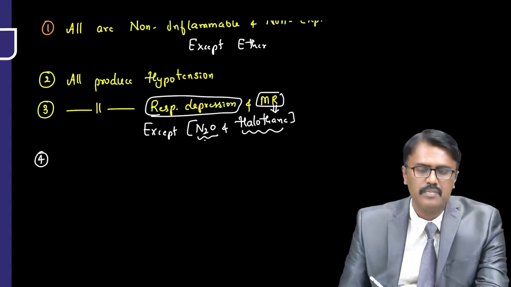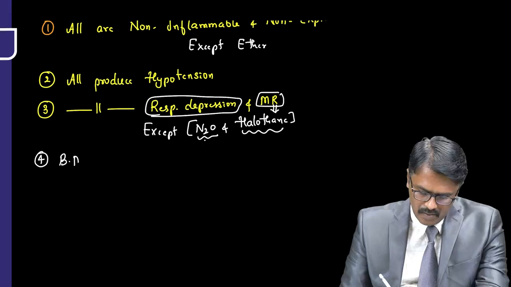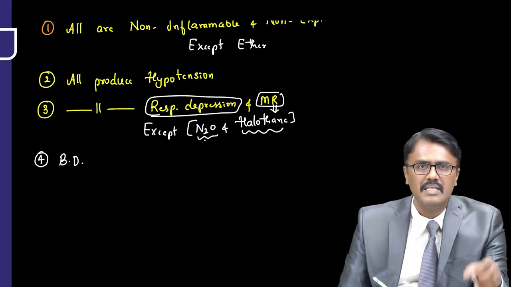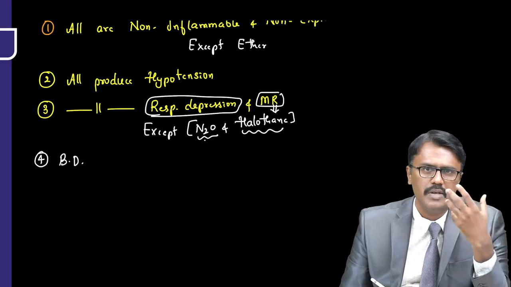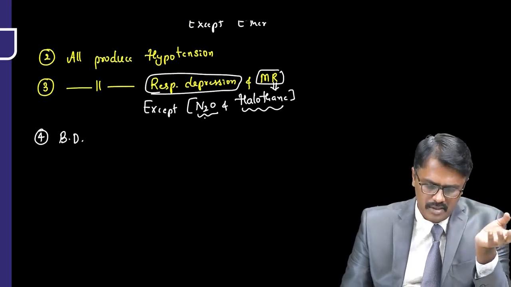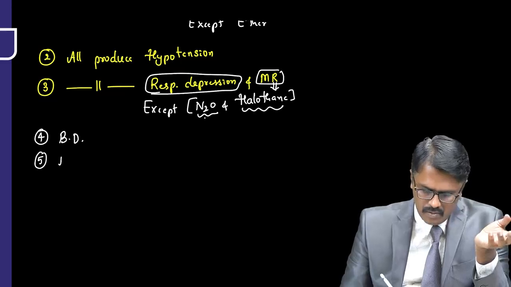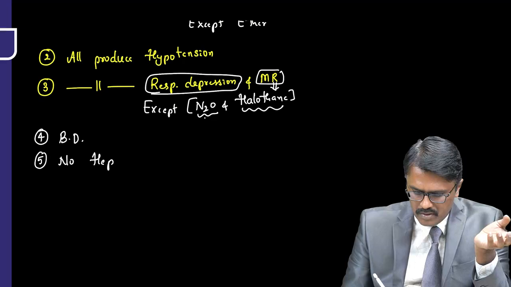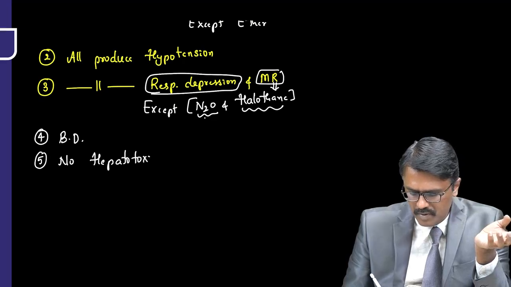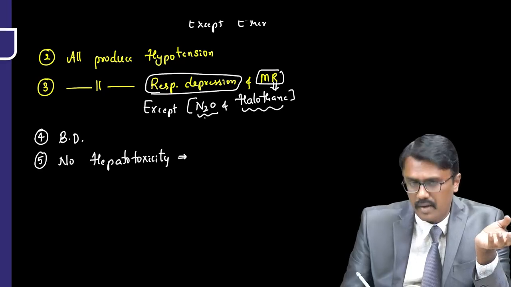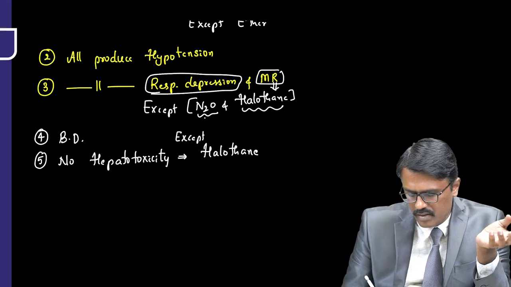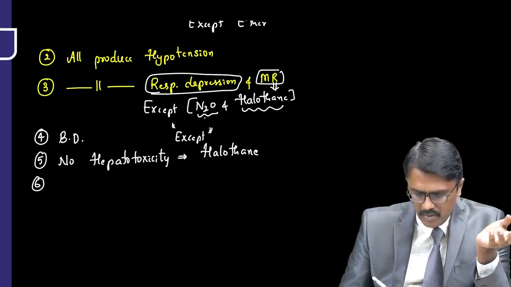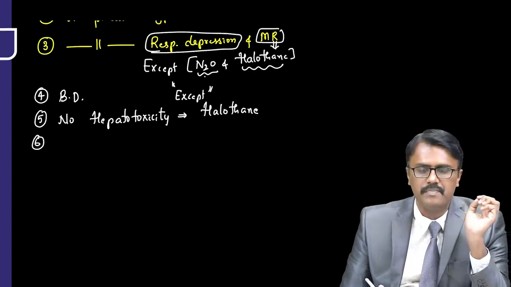Number four, most of them are bronchodilators. Some are irritant, so we don't use them in asthma patients. Number five, no hepatotoxicity. They don't cause any hepatotoxicity. So tell me which is the one which causes hepatotoxicity, and that is called halothane. Except halothane, which can cause hepatitis, no other will cause hepatotoxicity.